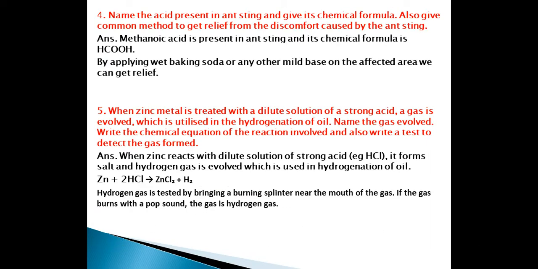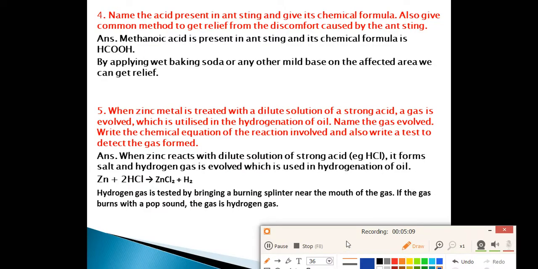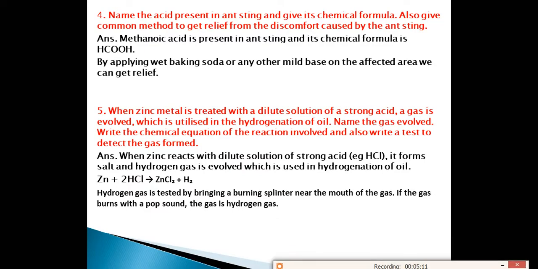Name the acid present in ant sting and give its chemical formula. So when an ant or a honeybee stings you, which acid do they inject in your skin? They will inject methanoic acid in our skin. Just remember that when an ant or honeybee stings you, or if you come in contact with nettle leaves, then methanoic acid will be injected in your skin.